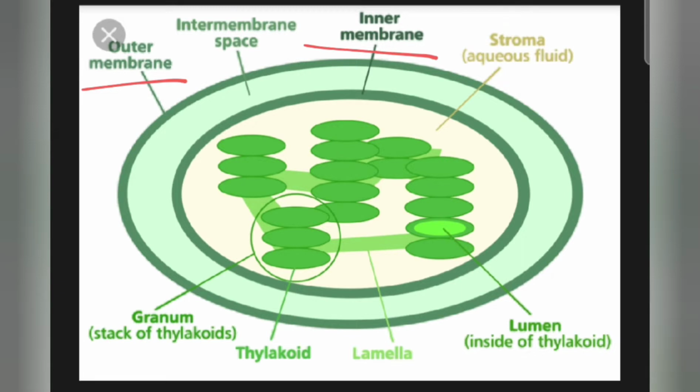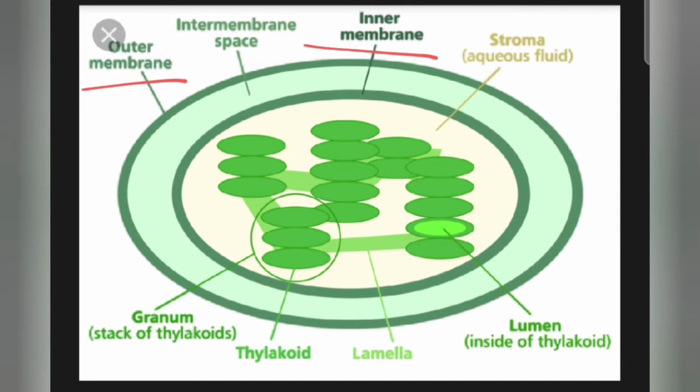The space between the two membranes, that means the free space between the two membranes, is known as periplastidial space. You will find the name written here as intermembrane space. It is also correct, but the specific name for the space between the outer and inner membranes of chloroplast is known as periplastidial space.